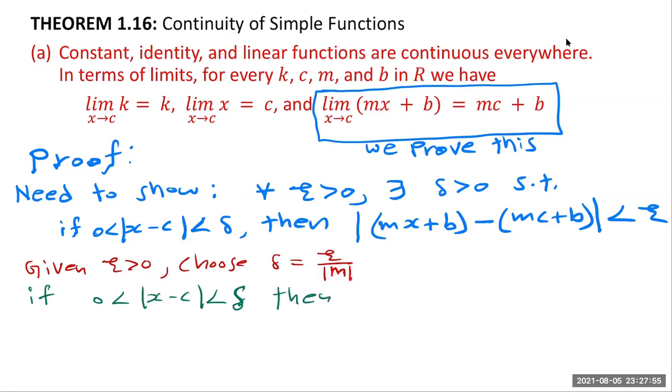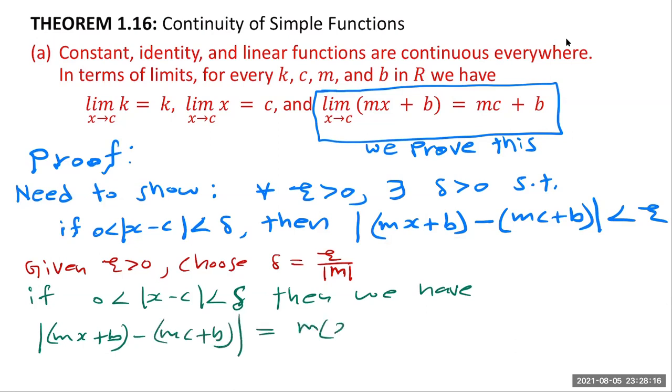Then we have, let's compute this difference. The absolute value of mx plus b minus mc plus b. That is equal to m times x minus c, the absolute value of that, of course. Now, this is equal to m times absolute value of m times, I can factor out this m as the absolute value of m times absolute value of x minus c.